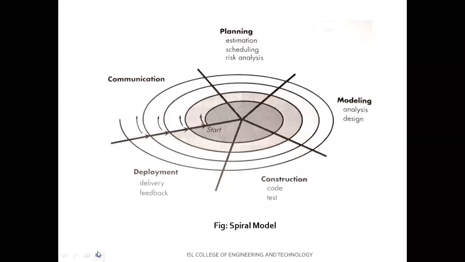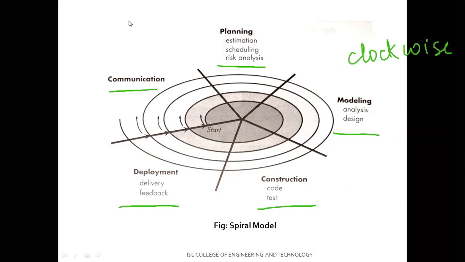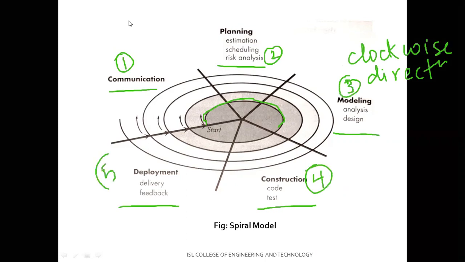Now, as I told you, this is a combination of the prototype model and the waterfall model. Within the waterfall model, you know the different steps, that is communication, planning, modeling, construction, and deployment. Within this technique, you're going to follow a clockwise direction, starting from the center. You're going to start from in here and move forward. Each of these, communication, planning, modeling, construction, deployment, acts as one segment.